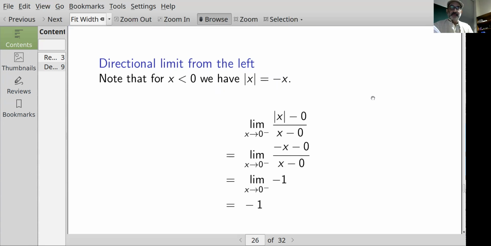Now, the directional limit from the left, so you're taking numbers left of 0, negative numbers, x is less than 0. That means the absolute value of x is equal to minus x. So the limit as x goes to 0 from the left of absolute value of x minus 0 divided by x minus 0 is the limit as x goes to 0 from the left of minus x minus 0 over x minus 0. So drop the zeros, you get minus x over x. So that's the limit as x goes to 0 from the left of minus 1, which is equal to minus 1.